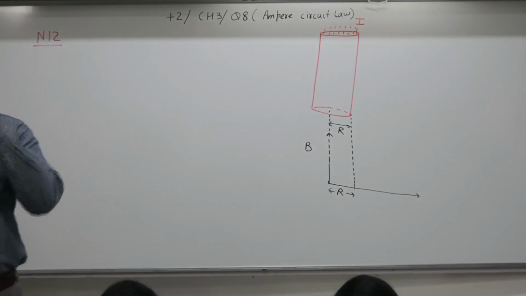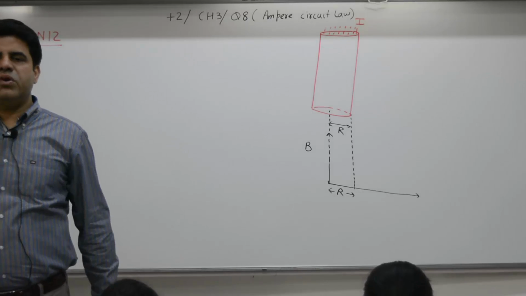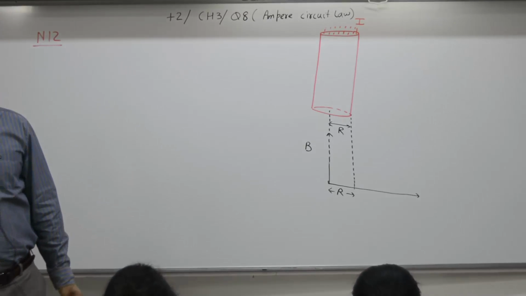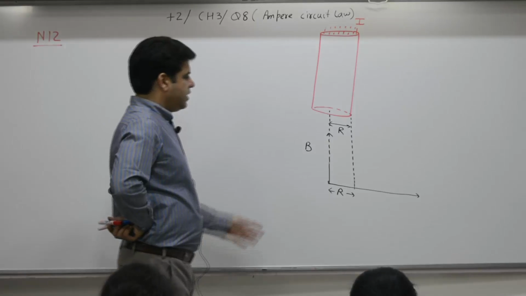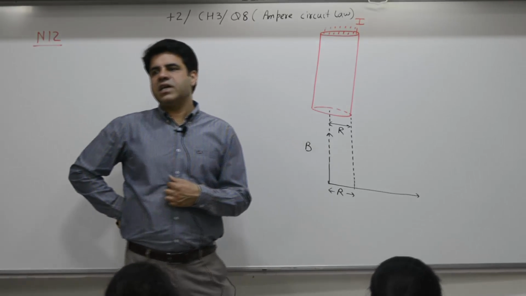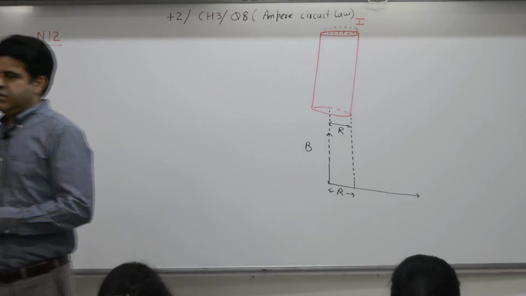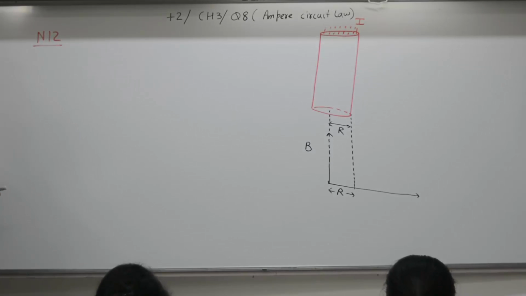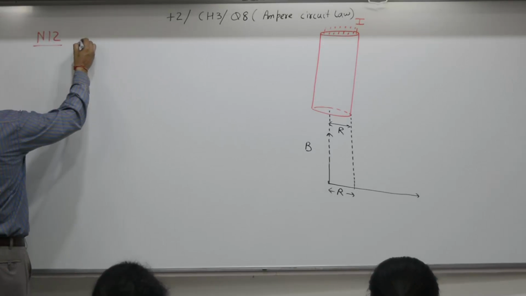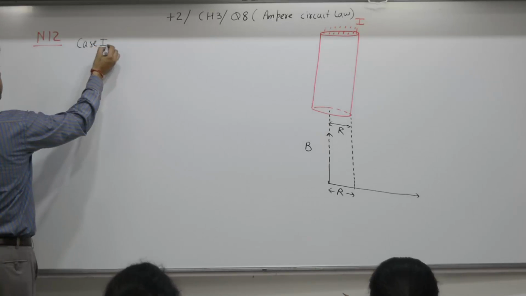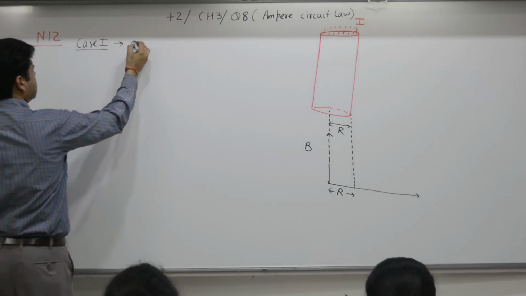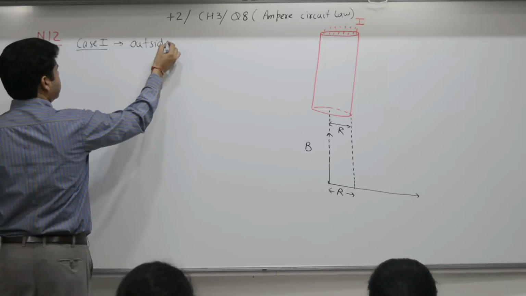Why will I answer it in the form of a graph? Because many times in competitions you have had this question, in the form of a graph: how B varies inside and outside a wire. First part, outside, because it is simple. Case 1, outside. You have just covered outside the wire.